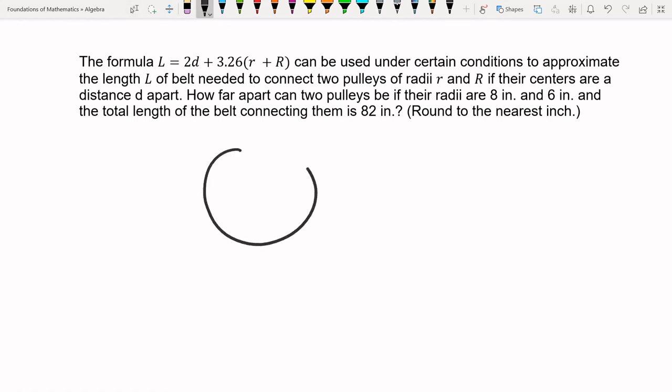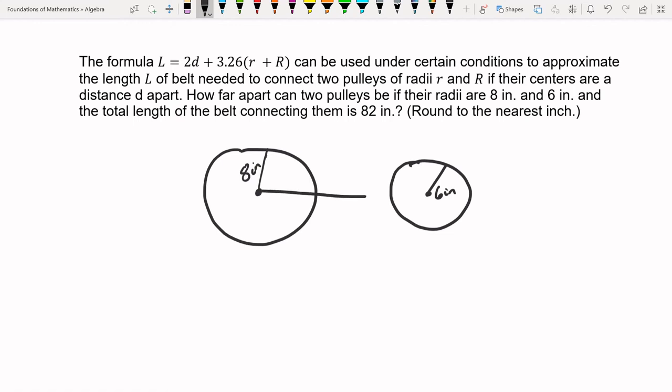We have a bigger pulley. This is going to be our center here. The radii of this pulley is going to be 8 inches. Then we have a smaller pulley. This one is 6 inches. This distance here is d. And a belt is going to go across these. Make sure I can draw it here.